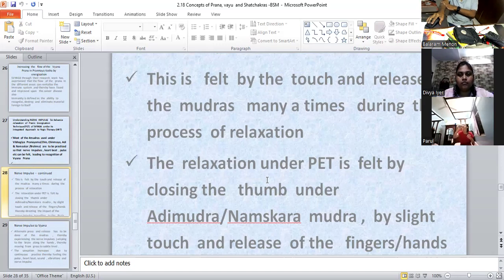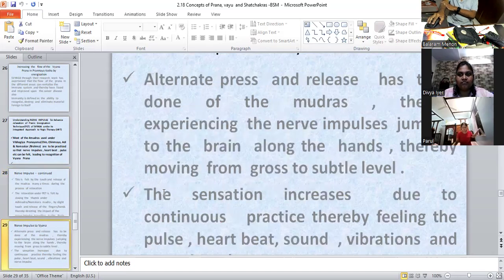Okay, the relaxation effect is felt by closing the thumb under Adi Mudra and Namaskar Mudra, by slight touch and release of the fingers on the hand. Alternate touch and release has to be done on the mudras, thereby experiencing the impulses jumping to the brain along the hand, moving from the gross to the subtle level. The movement from the downward to the higher level is from the grosser level to the subtle level. The flow of the prana, when it moves upward towards the nervous system, becomes subtle and subtler, because the volume of the air may be the same, but the content therein becomes lesser and lesser.